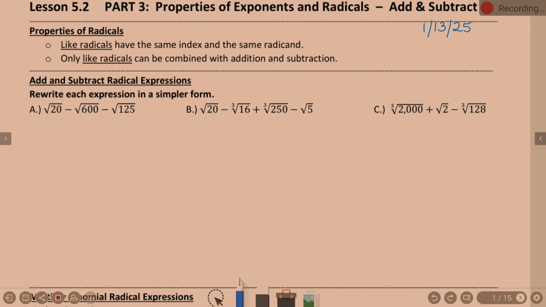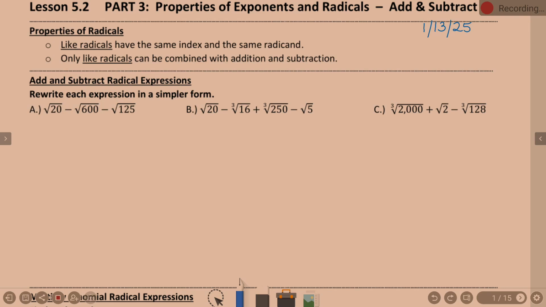As it stands, square root of 20 minus square root of 600 minus square root of 125, I can't do anything with it. However, do you think we get to finish it, just leave this problem as is and move on? No. That'd be nice, but what are your thoughts? What about the square root of 20? It's not a perfect square. However, does it have perfect squares in it?